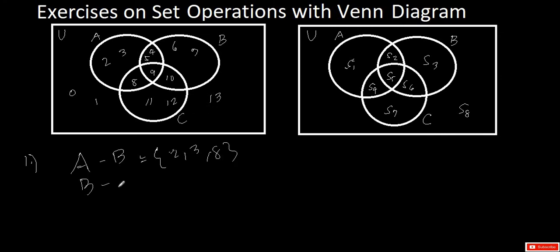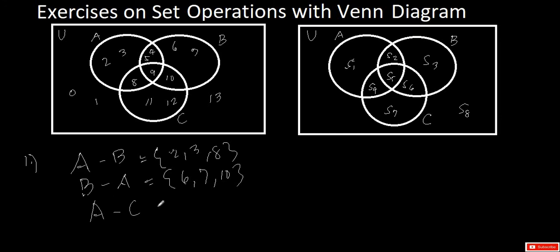What about B minus A? So these are elements that are in B but not in A. So what are these regions in the Venn diagram? B but not A. So we have S sub 3 and S sub 6. So the elements that belong to this region, S sub 3 and S sub 6, are 6, 7, and 10.